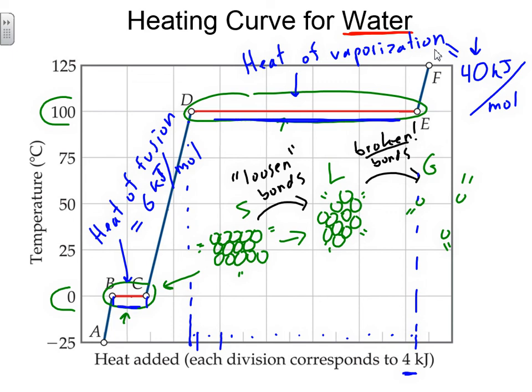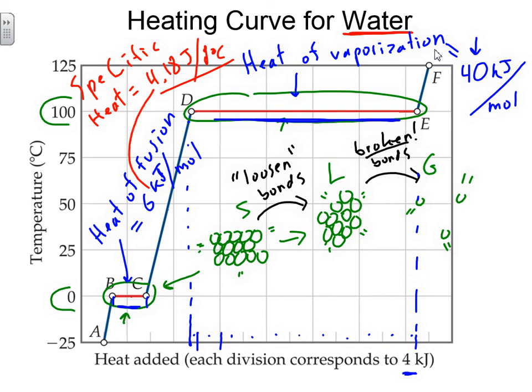The other thing you can see here is something called specific heat. We also talked about specific heat. The specific heat of water is 4.18 joules per gram degree Celsius, which refers to how much energy it takes to warm water up. This relates to the line that connects the solid and the liquid. Here we're going from 0 Celsius to 100 Celsius. So how much heat does it take to go from 0 to 100?